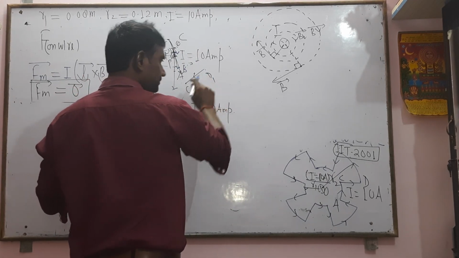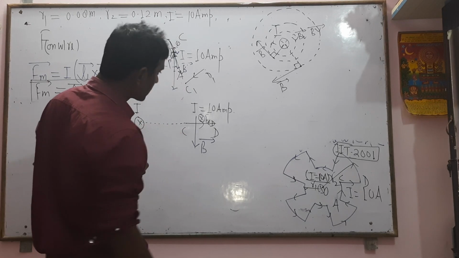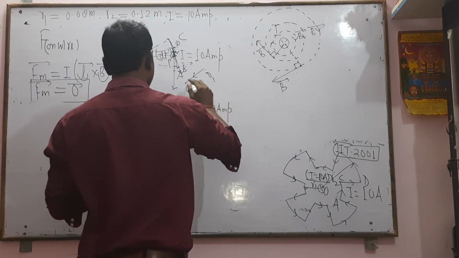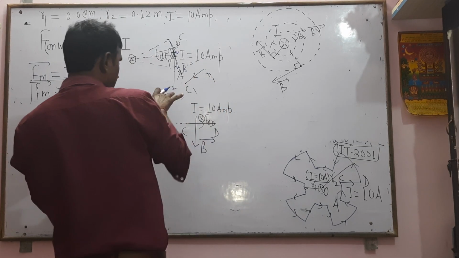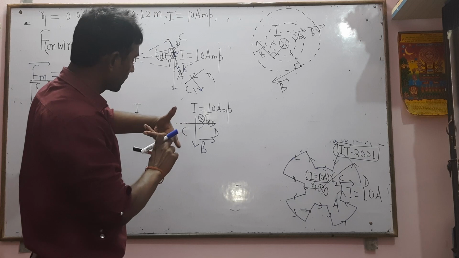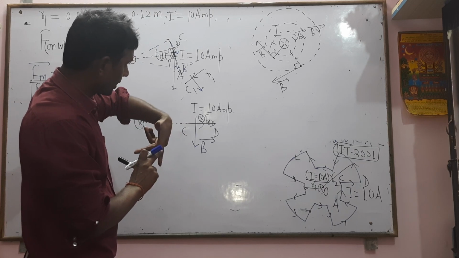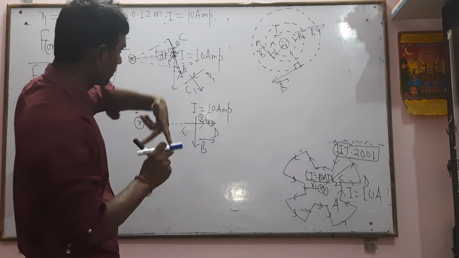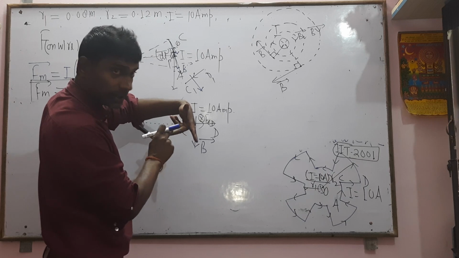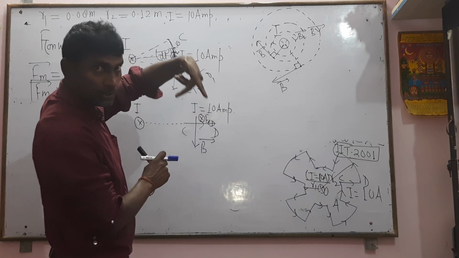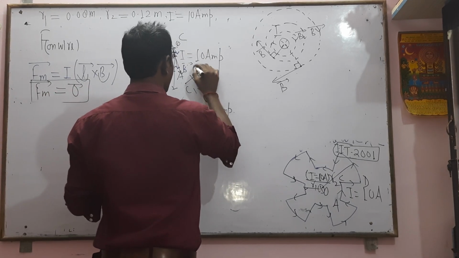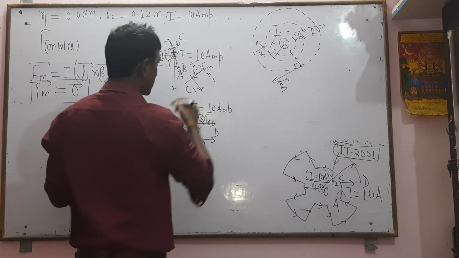So we can say, what will be the direction of the magnetic force? This is the direction of the magnetic field. The direction of the magnetic field is always perpendicular in these situations. So this is the direction of the magnetic field and this is the current, so the direction of the magnetic force will be outward. This is the current, this is the magnetic field, and this is the magnetic force. So the direction of the magnetic force will be outward.